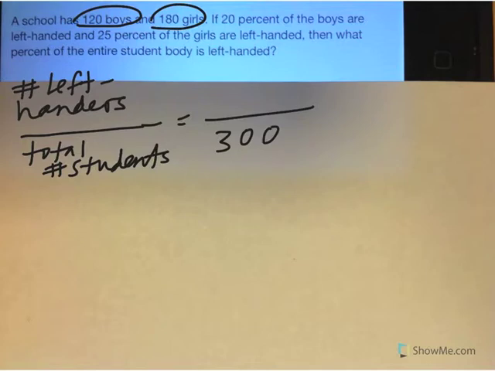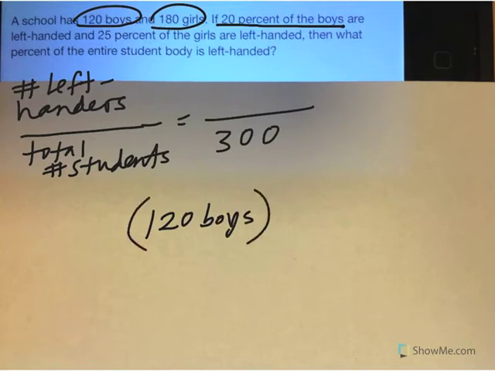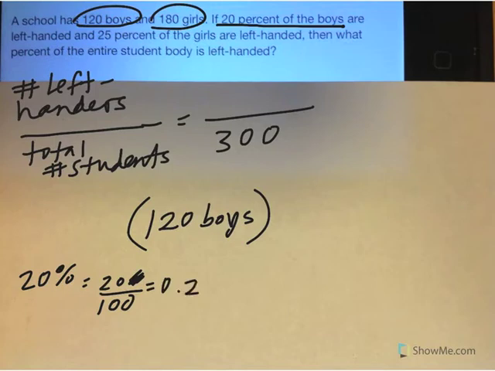Alright, so we know that 20% of the boys are left-handed. Well, there's 120 boys. So we just need to find 20% of that. Okay, to find 20% of any number, now remember that 20% is the same exact thing as 20 over 100, which again is just 0.2. Okay? So if you want to find 20% of a number, you can just multiply it by 0.2. Alright, you do that and you get that there are 18 left-handed boys.